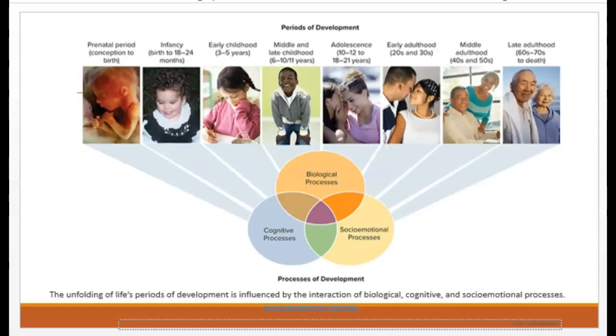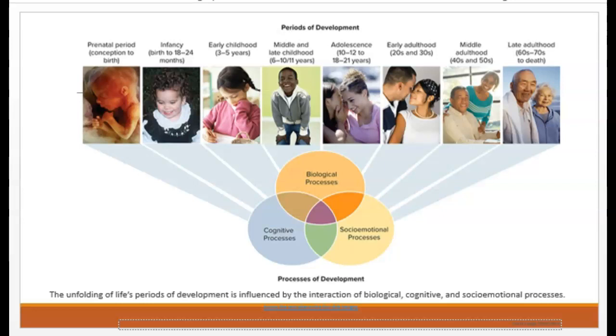These three major processes, biological, cognitive, and socio-emotional, interact with each other as individuals move through the various periods of development. You've got the prenatal period, when we go from a single cell to an organism in about 9 months. You've got infancy, where we are beginning to learn language, coordinate our movements, and interact socially.